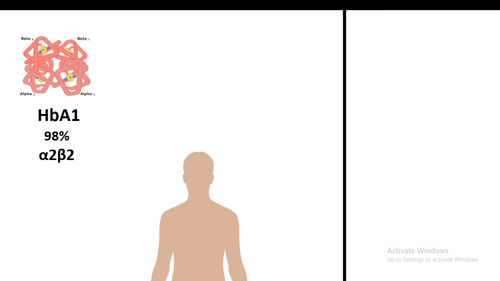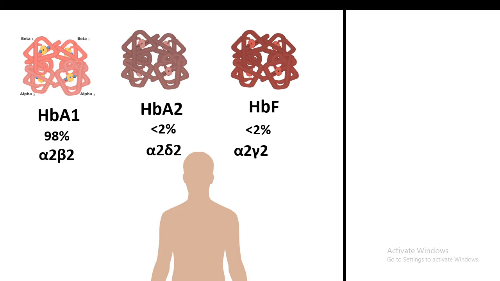But the globin chain for the hemoglobin might be very different for different types of hemoglobin. And it turns out that there are several different types of hemoglobin present in the human body, but their abundance is pretty low. For example, HbA2 or HbF, their abundance is pretty low. HbA1, which is composed of 2 alpha globin residues and 2 beta globin residues, has the highest abundance.